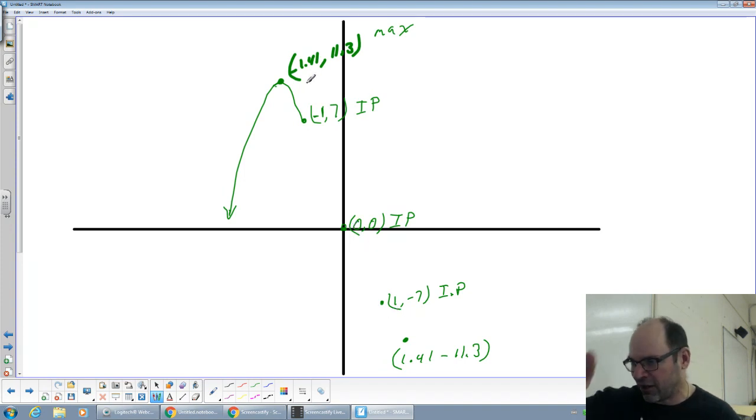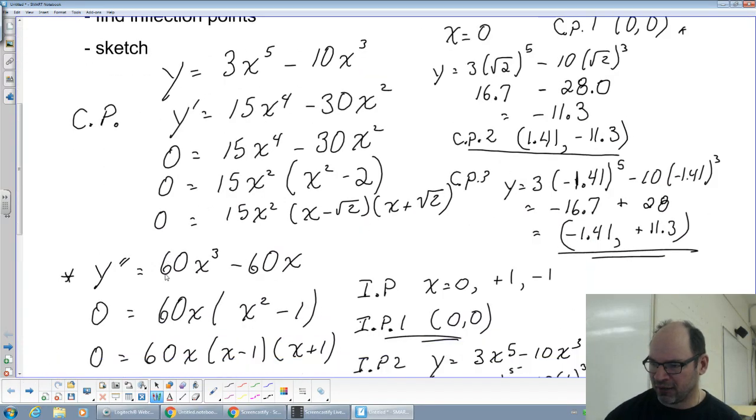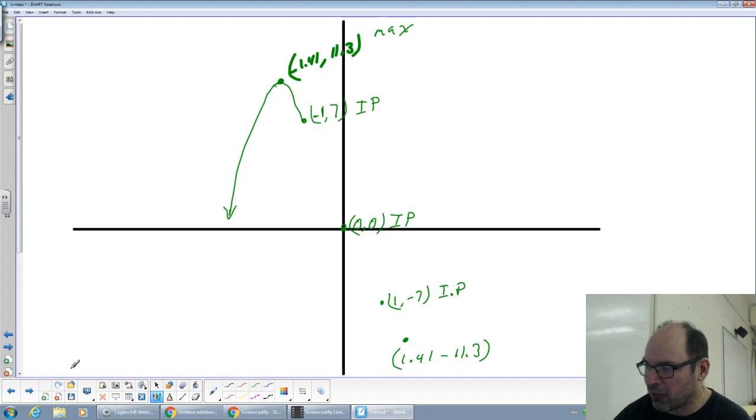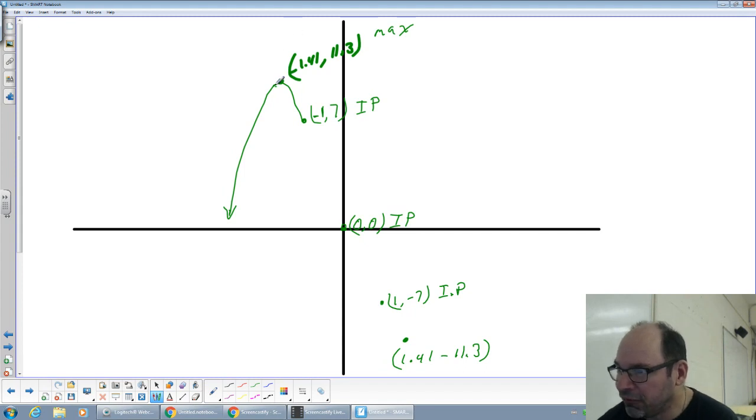So you're going to have a little S feel. So let's check that on our concavity. Yes, in fact, if we look here, we're going to go positive, negative, positive. So we're going to go positive, negative at 0, positive at +1. Okay, so let's draw that. It's going to go like this: concave down, concave down, concave down.